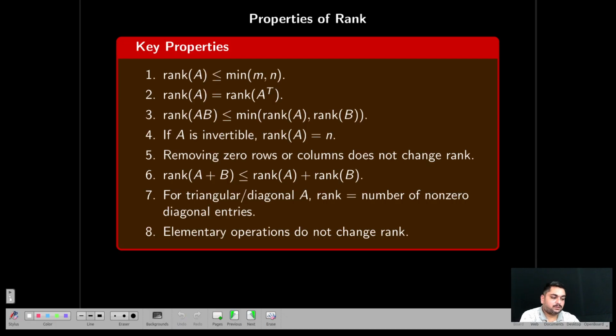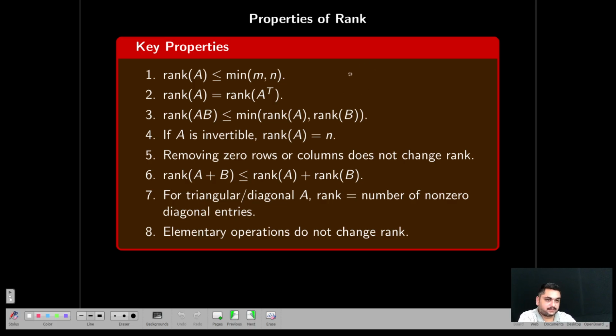Okay. So now we'll learn about some important properties of rank. If you know these properties, you can solve many problems easily. I'll read them out, and then one by one we'll take an example and solve it. The rank of A is less than or equal to the minimum of m and n.